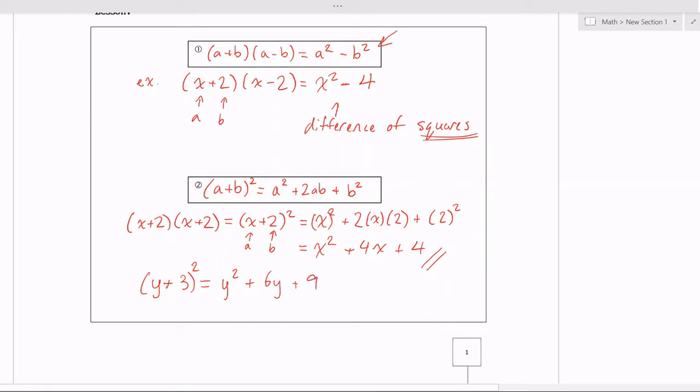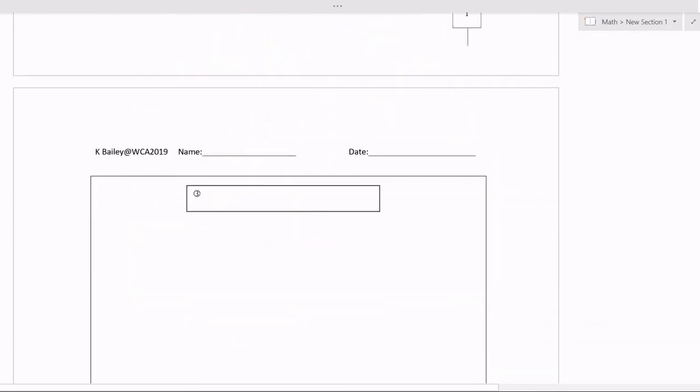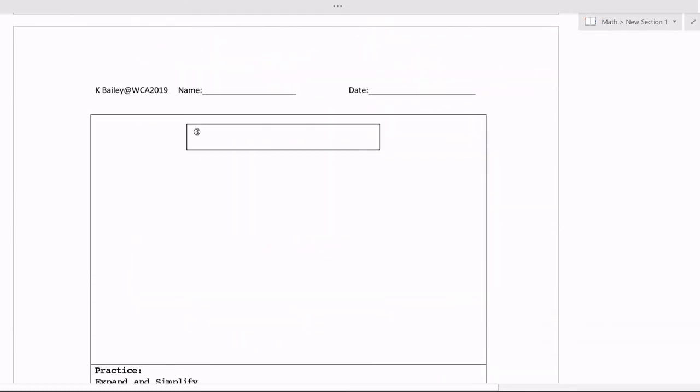I'm able to do this fast because I have memorized this rule, and you will too. The last rule is almost exactly the same as the second one, except it is, what if we had A minus B squared? The result, thankfully, is not very different from the previous one. It is A squared minus 2AB plus B squared. There's only one sign that is different, and it's the middle term is negative instead of positive.